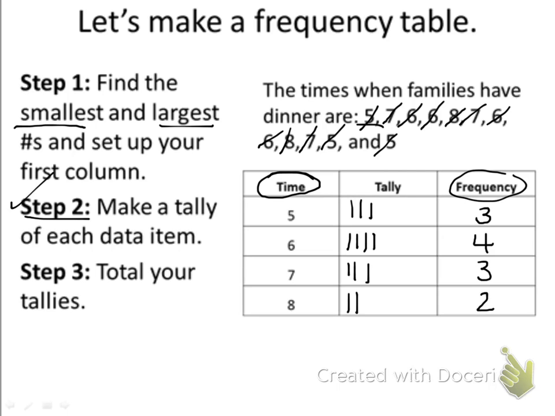The last thing you should do is make sure that your frequency table has a title. So our title for this frequency table will be the times families have dinner. So I'm going to write that on top of our frequency table here. Times. And it's important with every single graph that you have a title on it. All right, now we're finished making a frequency table. It's a lot easier to tell information from a frequency table than it is from a bunch of information written down.